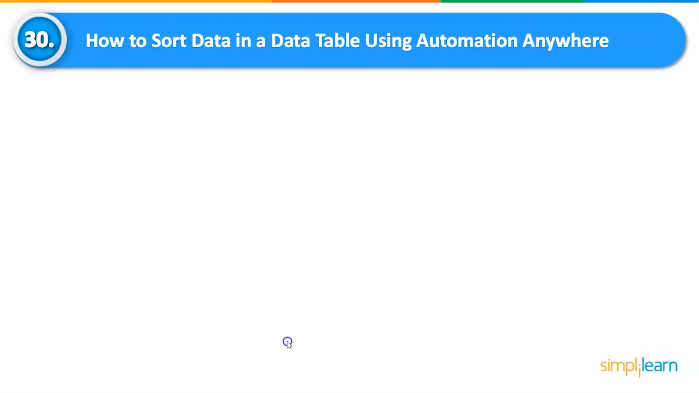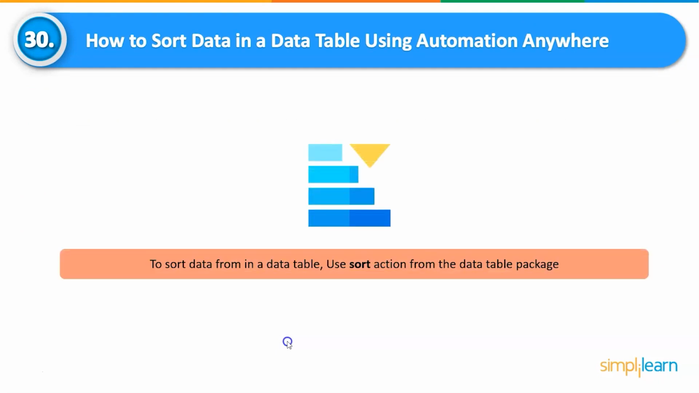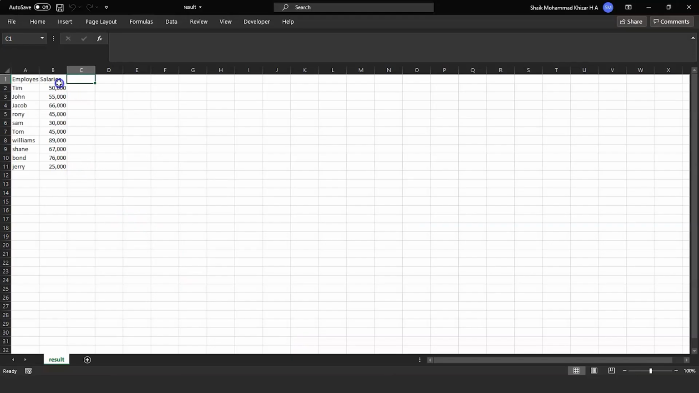The last question: How to sort data in a data table using Automation Anywhere? To sort data in a data table, Automation Anywhere provides a sort action from the data table package. So if you look at this data table, you can see the salaries column. The salaries are not sorted. So we'll sort the salaries column in descending order. The employee with the highest salary will be at the top and the employee with the lowest salary will be at the bottom. So let's close this.